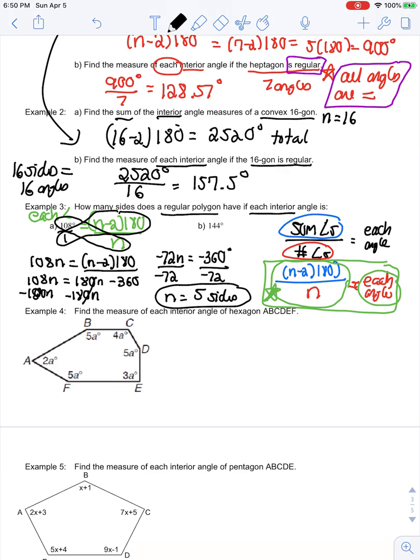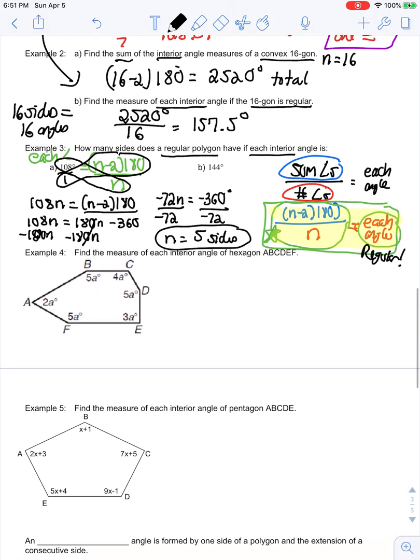So on a problem like this one where we're working backwards, I'm going to highlight this formula for your notes, this formula is going to be key. How did we find the measure of each angle in a regular polygon? We took the sum of the angles, n minus 2 times 180, and we divided by the number of angles, which is the same as the number of sides.